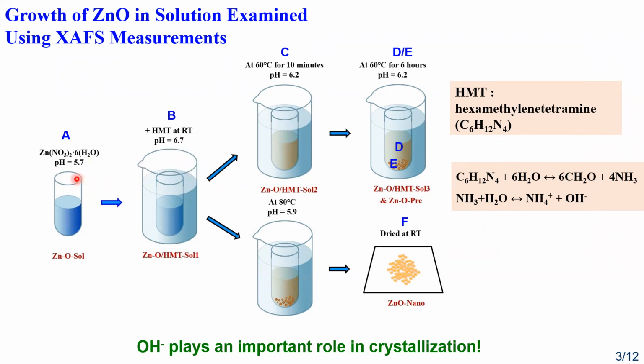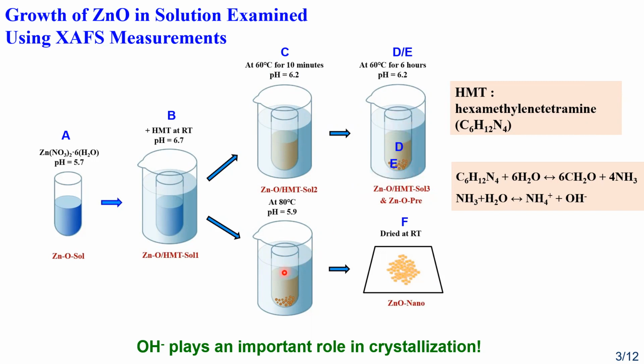So this is what we call the A sample, and this is what we call the B sample. After we apply the HMT, we heat up the solution to 60 Celsius and then measure the XAFS; we call this temperature C. About 6 hours later, we found some precipitate at the bottom of the beaker, and we took a sample from the solution and also took the precipitate from this stage.